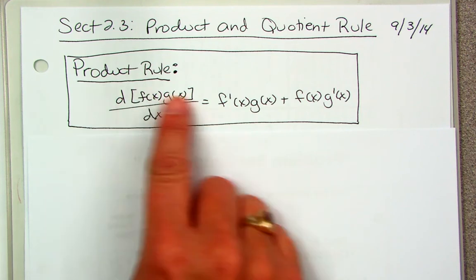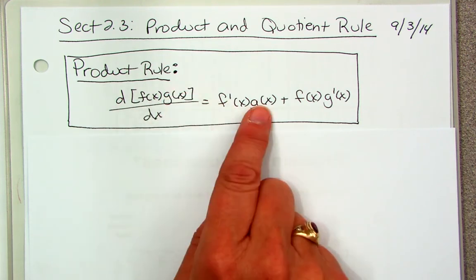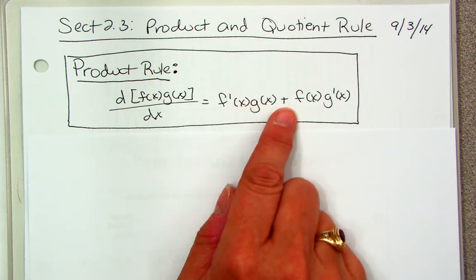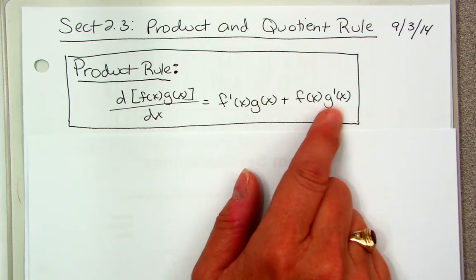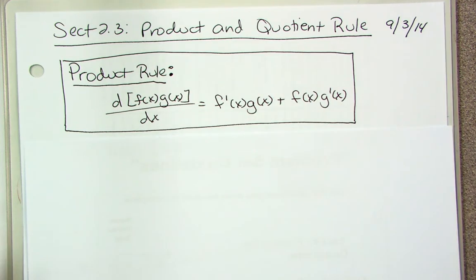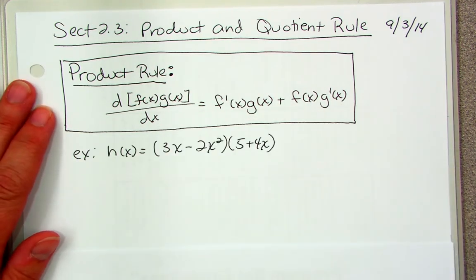You take the derivative of the first one, leave the second one alone. They're being multiplied. Add. Now leave the first one alone, take the first derivative of the second one. And those two are also multiplied. That's how you take the product rule. Let's take an example.